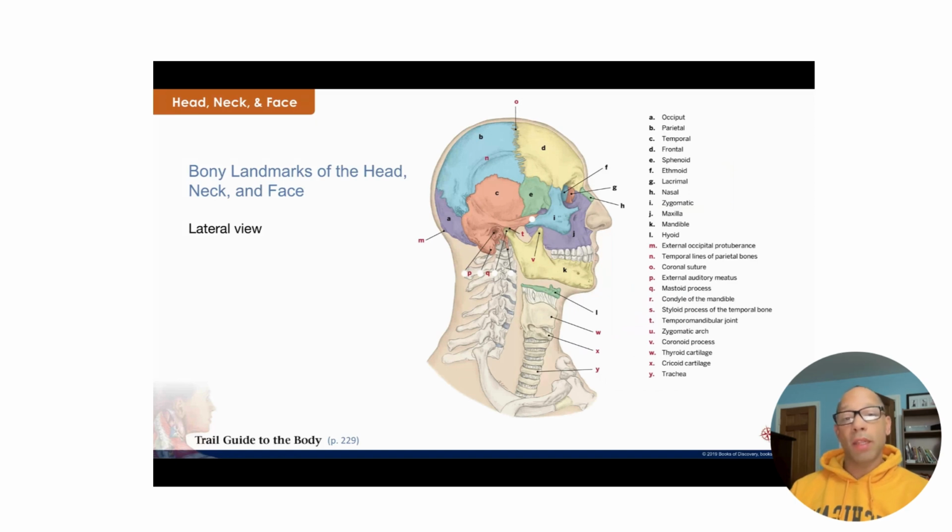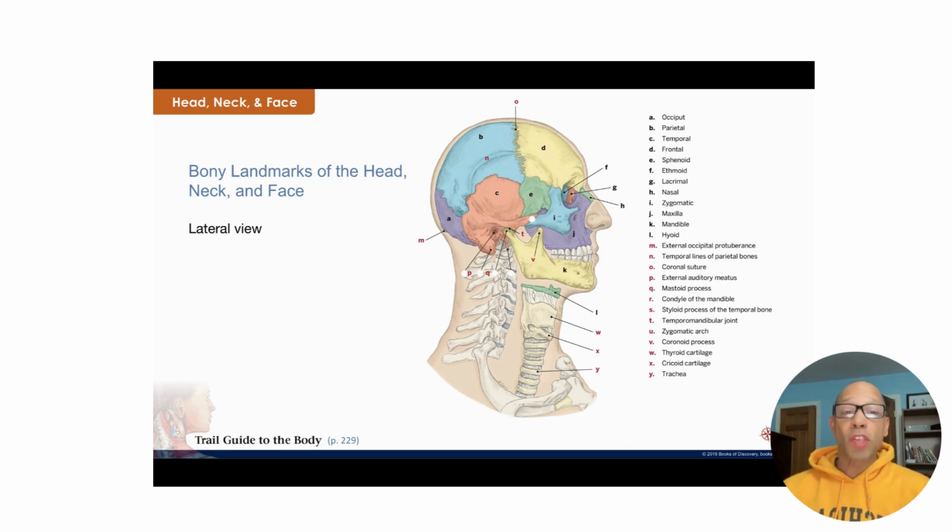So there's a mnemonic for this as well, and it is: 8 octopus parts form the skull. So think 8 legs, and 8 octopus parts form the skull. So that is E, O, P, F, T, S.